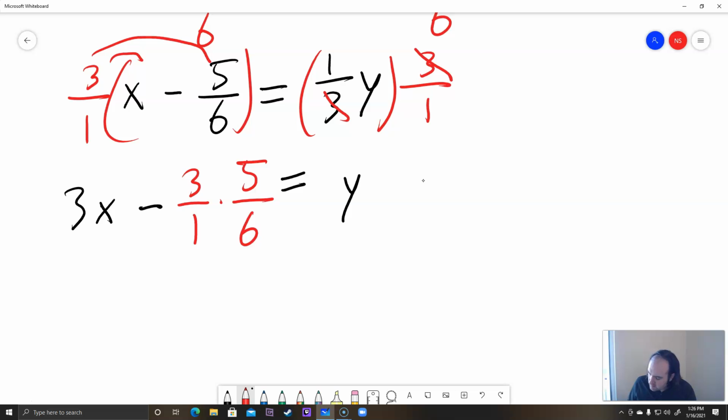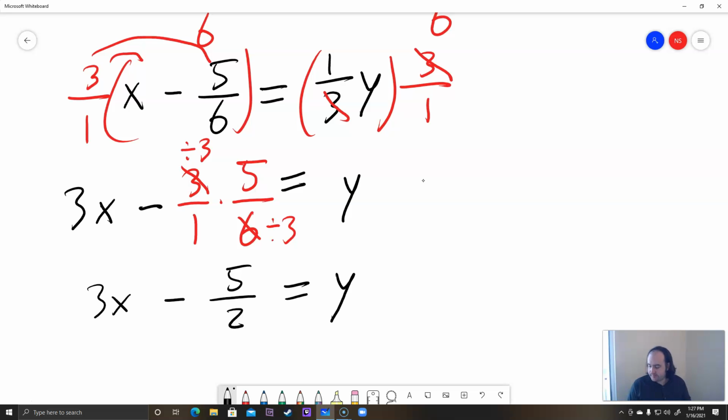Here, we're going to cancel out the 6 and the 3. If we divide the top and the bottom by 3, the 3 on the top goes away, and on the bottom we get 2. After we do all that, we end up with 5 over 2, so we have minus 5 halves. So we have 3x minus 5 halves equals y. That's because 6 divided by 3 is 2, so that's how we got a 2 in the denominator.